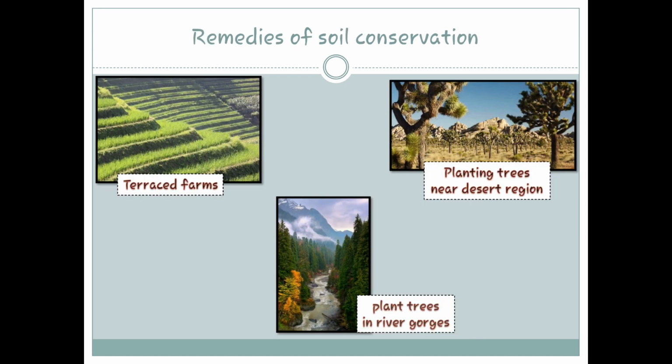Here you will get an idea about what is terrace farming. Sloping regions are cultivated with the help of terrace farming. In the second slide you can see planting trees near a desert region. And the last one shows planting trees in river gorges. See, if trees are there, the roots can hold the soil and prevent soil erosion, and thus soil can be conserved.